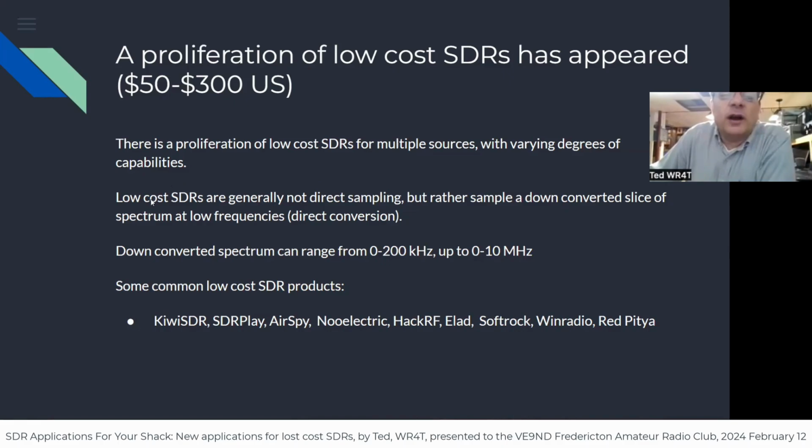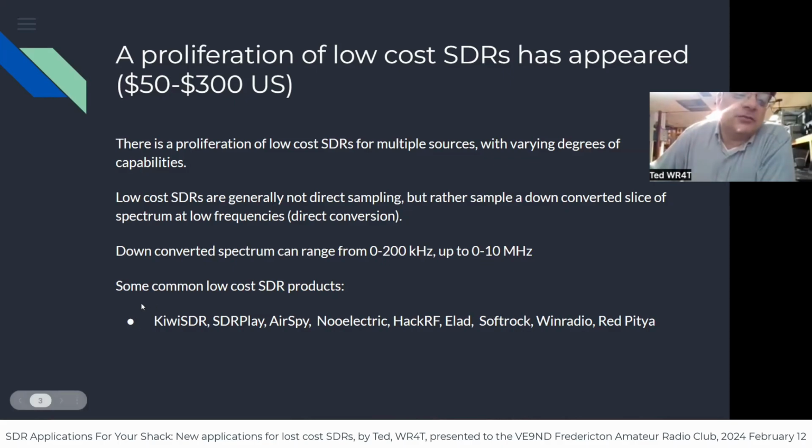As I mentioned before, these low-cost SDRs are generally not direct sampling. There are a couple on the market that are starting to appear that are direct sampling, but most of them down convert from DC to a couple hundred kilohertz, maybe even all the way up to 10 megahertz, and then they sample that down converted spectrum. So it's essentially a direct conversion receiver with an analog to digital converter attached to it to do your filtering and detection.